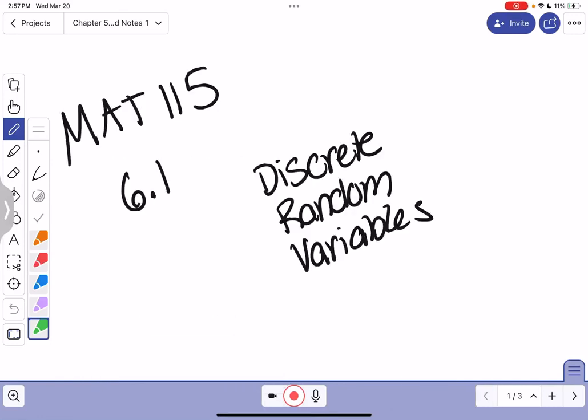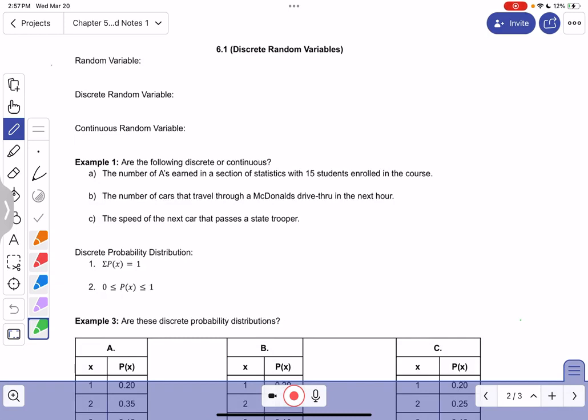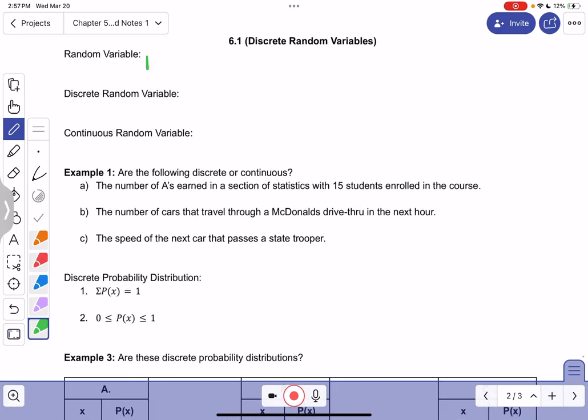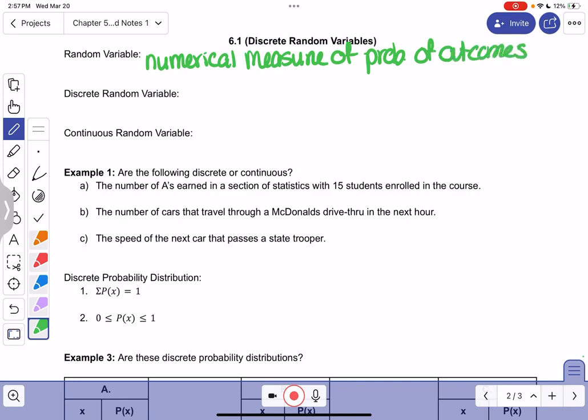This section is going to cover MAT 115, statistics, section 6.1, and we're going to talk about discrete random variables. So a random variable, when we're talking about probability, is just a numerical measure of the probability of the outcomes. For example, we could call the variable x and say it's the number of heads. Then if x is the number of heads, we can find all the different probabilities based on how many times we're flipping the coin.